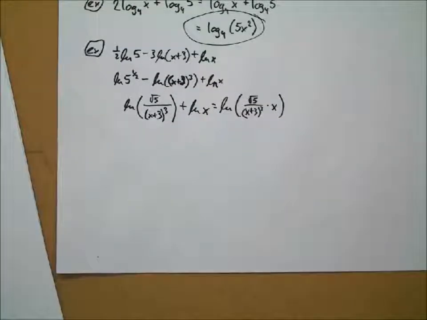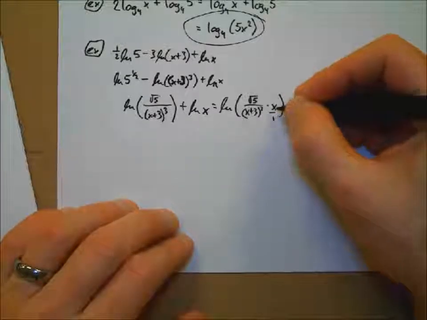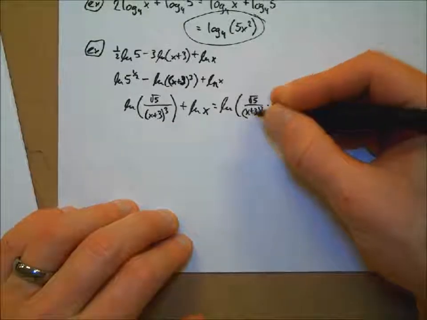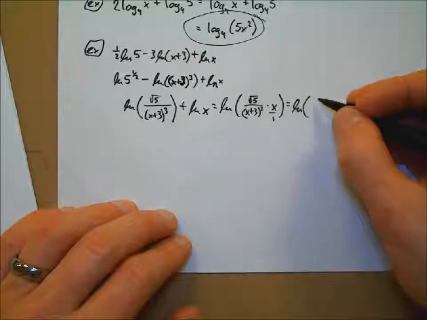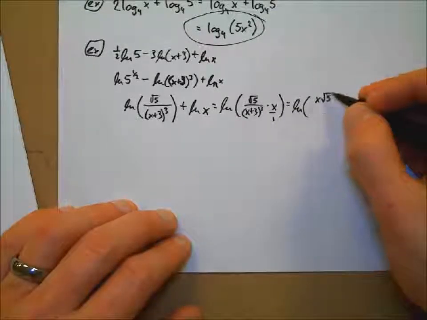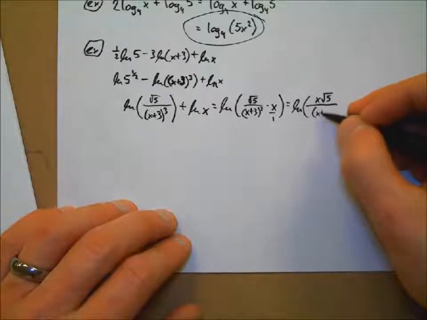So we multiply an x there. But really, where can that x go, though? Where can it actually end up? Up in the numerator, right? Because this is really x over 1. And so the x and the root 5 will multiply. The 1 and the x plus 3 cubed there will multiply. And so it's really natural log of x root 5 all over x plus 3 to the third.